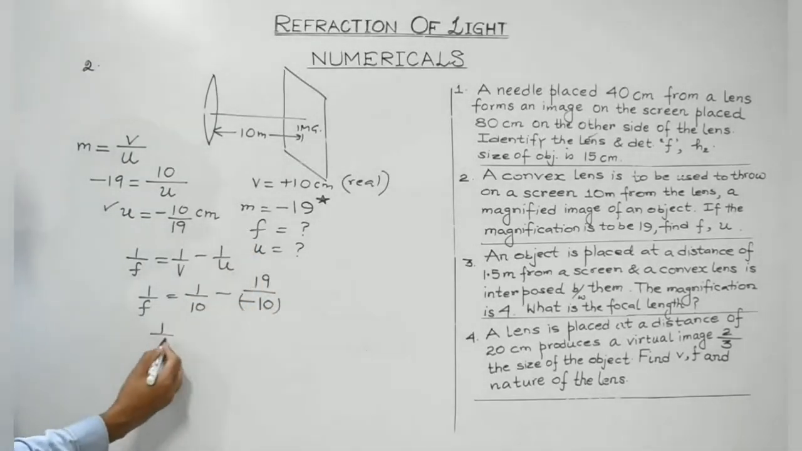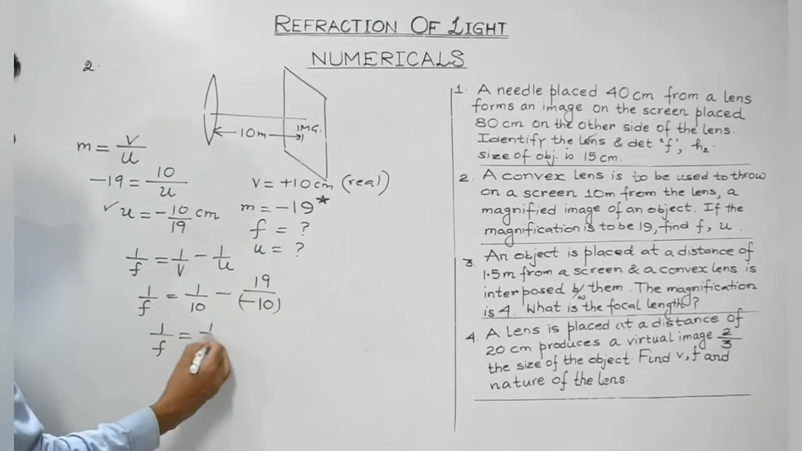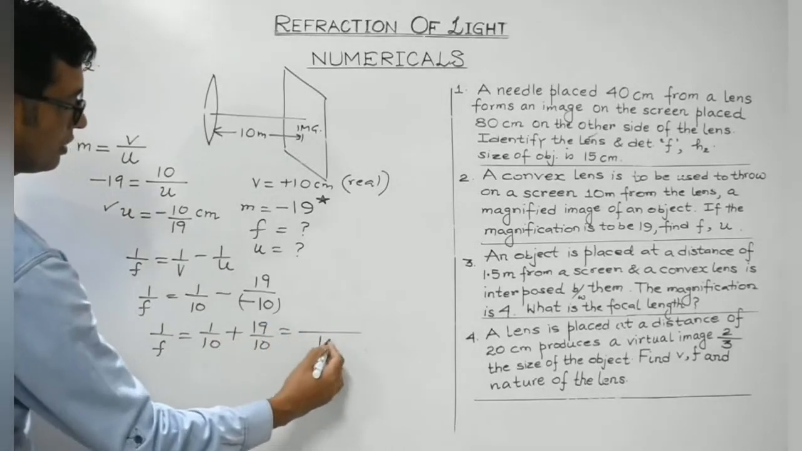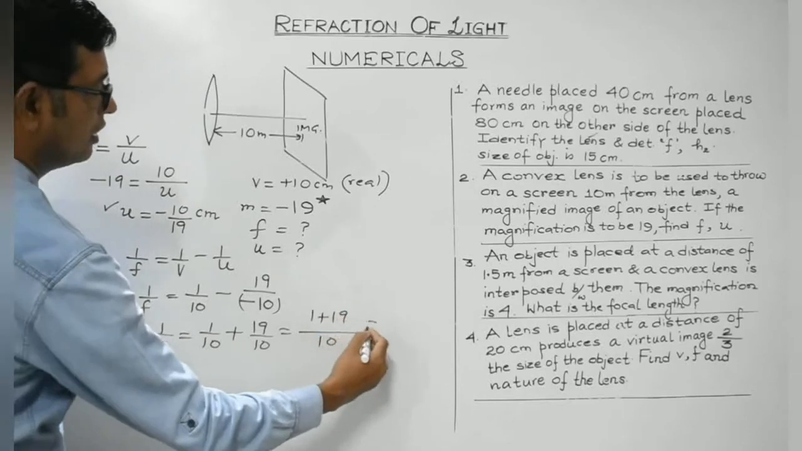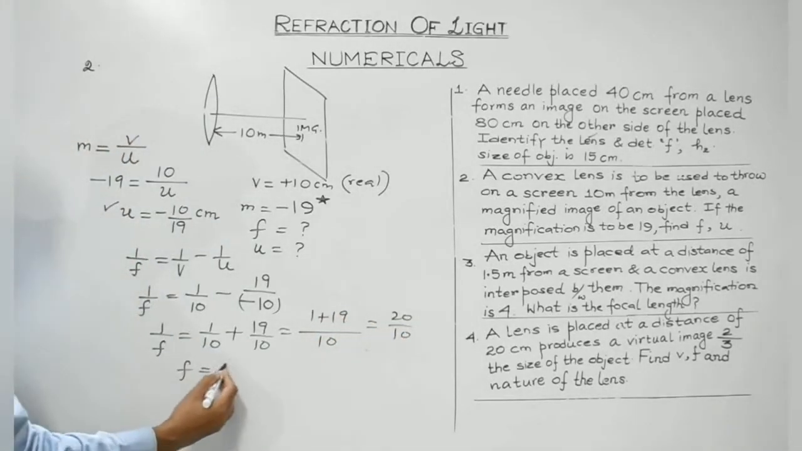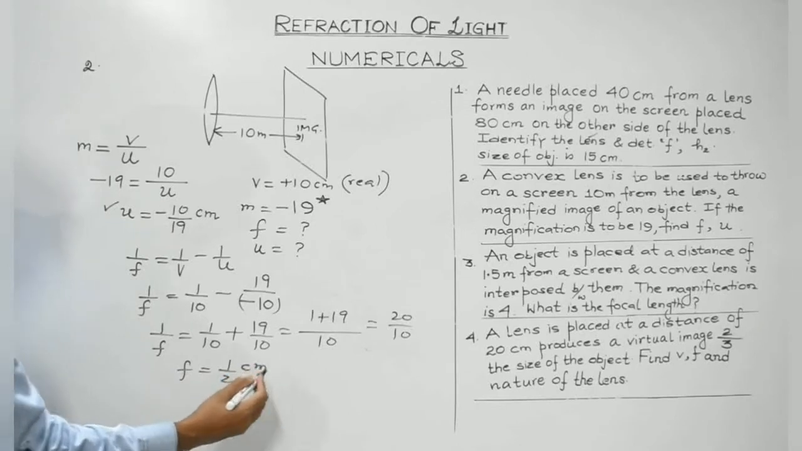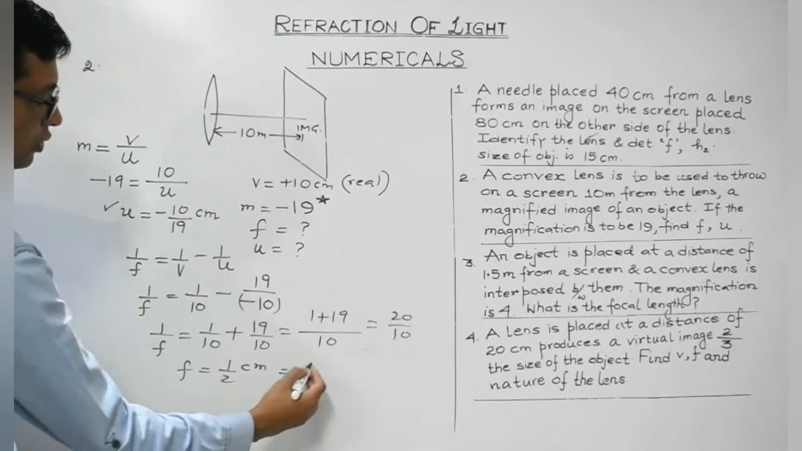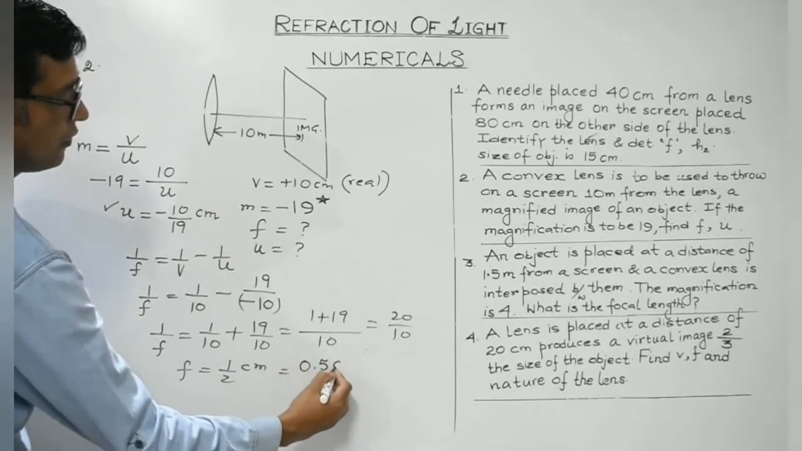So what we'll do is 1 by 10 plus 19 by 10. So that will give us 1 plus 19 by 10, so it will be 20 by 10. So F is equal to half centimeter. Clear? Or it is equal to 0.5 centimeter.